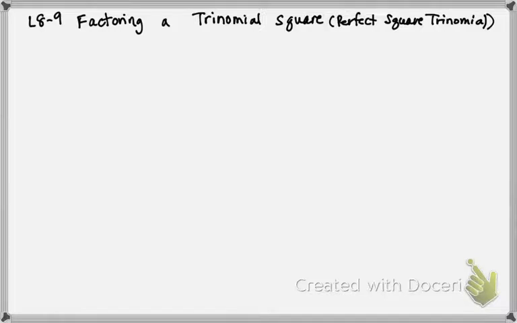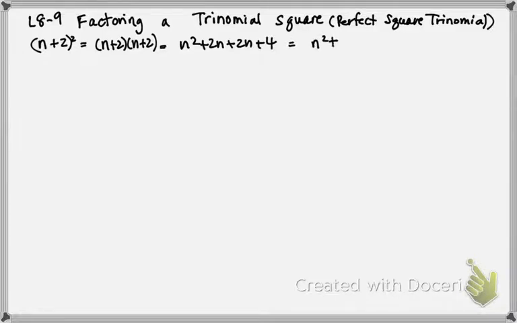So let's go back to what we did in the beginning of the chapter. So if I had a binomial that I was going to square, we could expand it and multiply, and we would get n squared plus 2n plus 2n plus 4, and that would simplify down into n squared plus 4n plus 4. So this answer is what's called a trinomial square or a perfect square trinomial, okay?